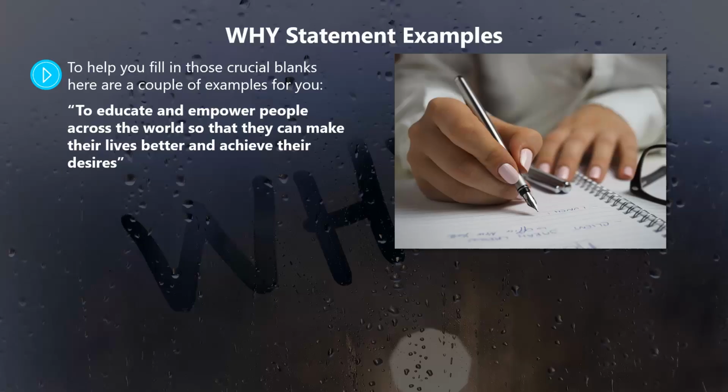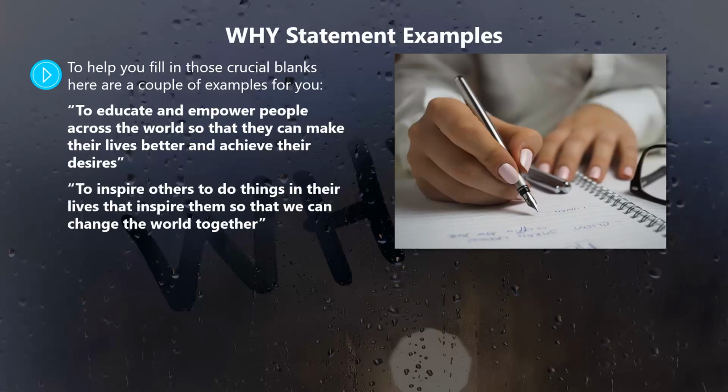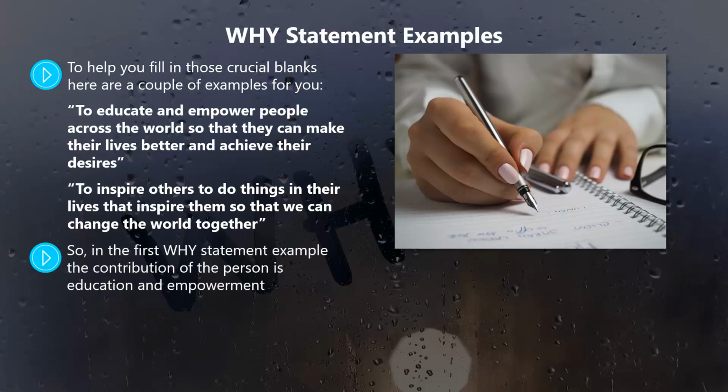To educate and empower people across the world so that they can make their lives better and achieve their desires. To inspire others to do things in their lives that inspire them so that we can change the world together. So, in the first why statement example, the contribution of the person is education and empowerment. How can they do this?